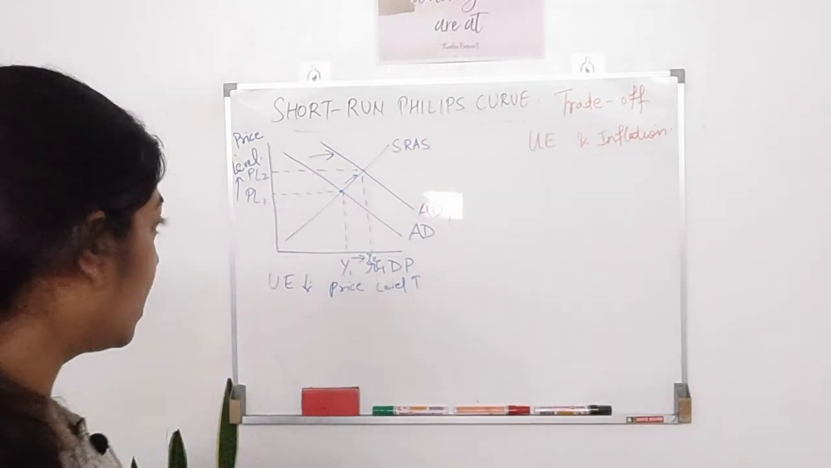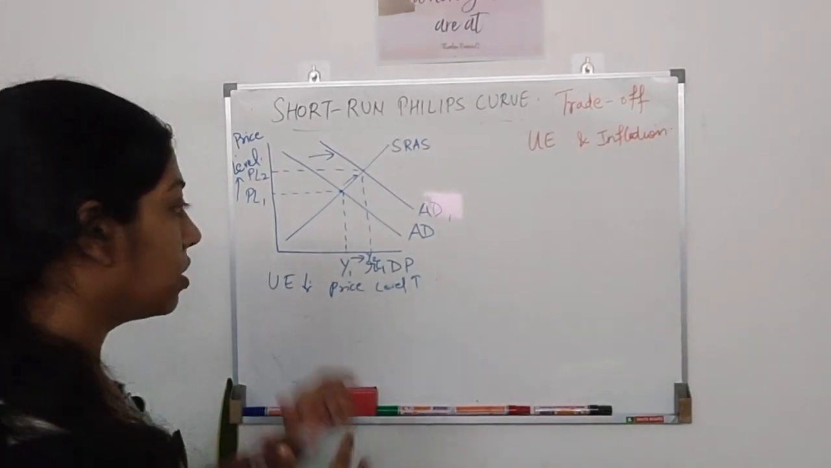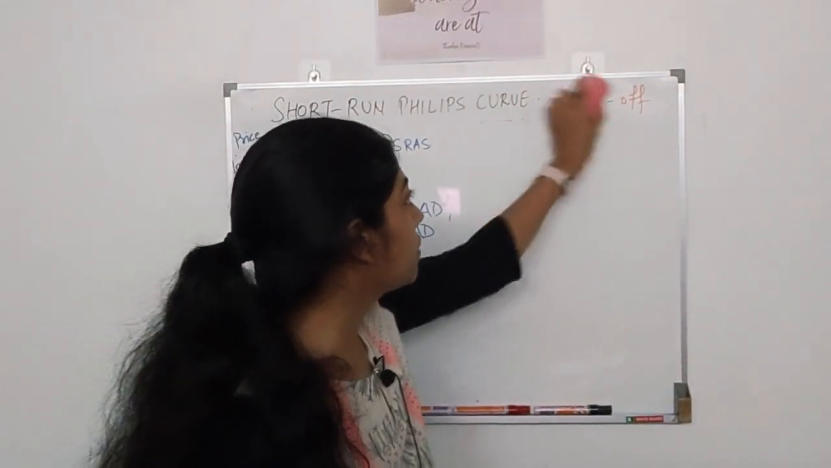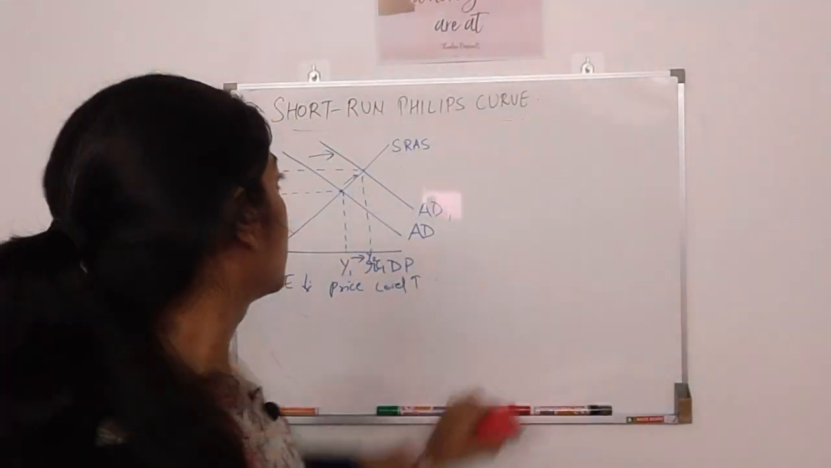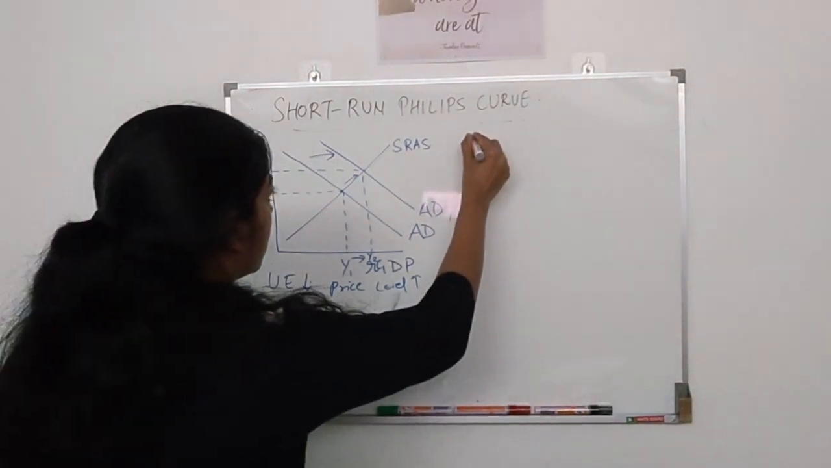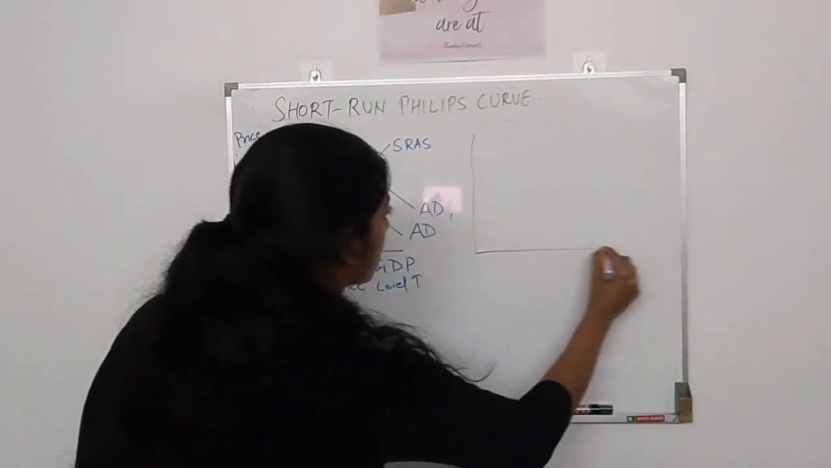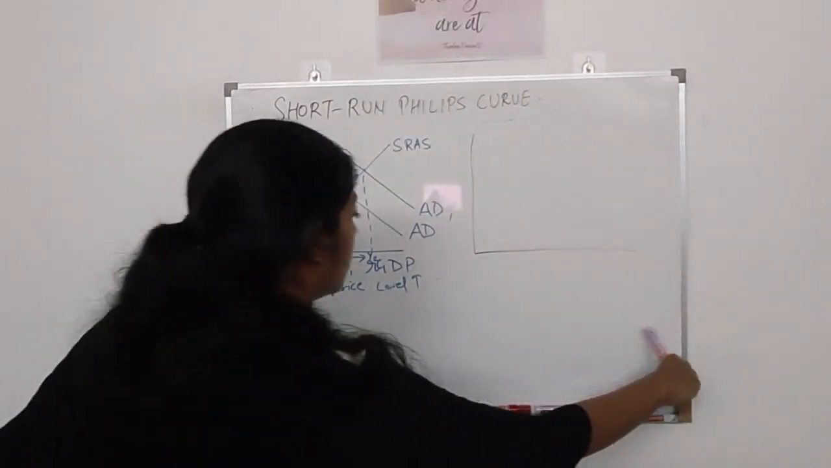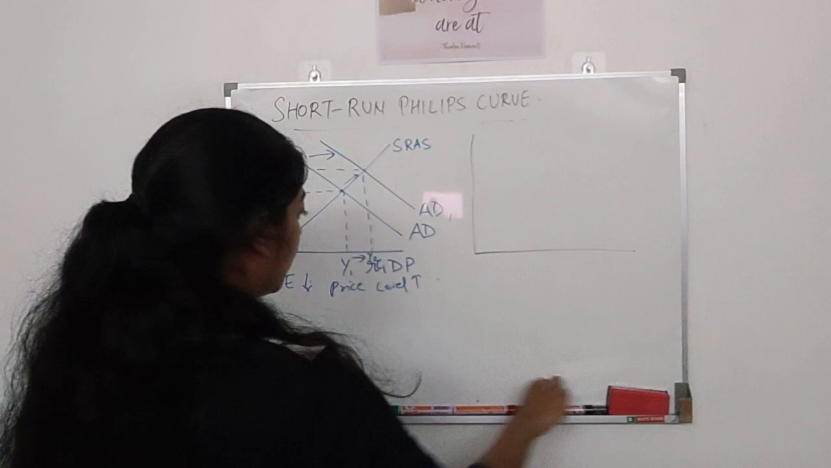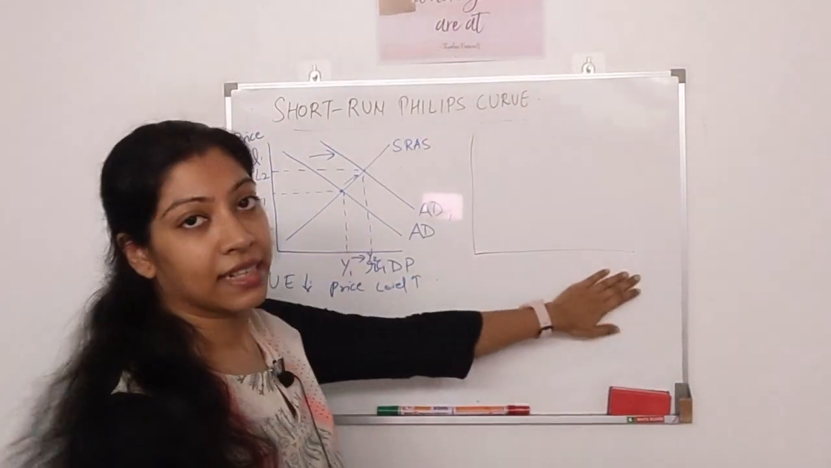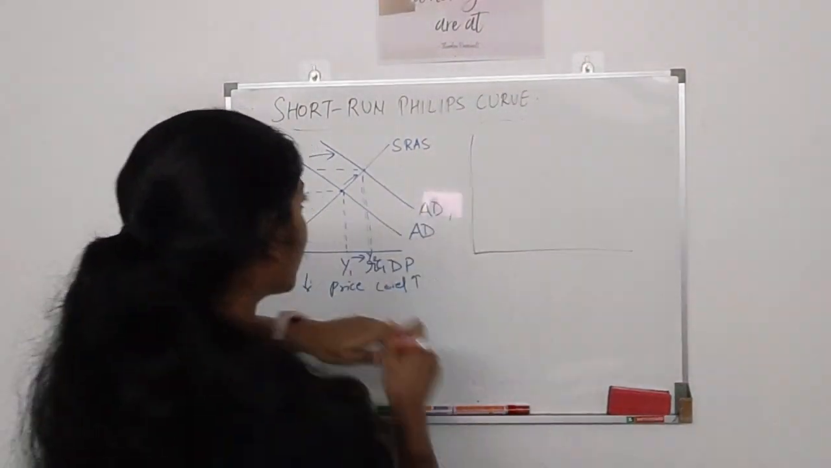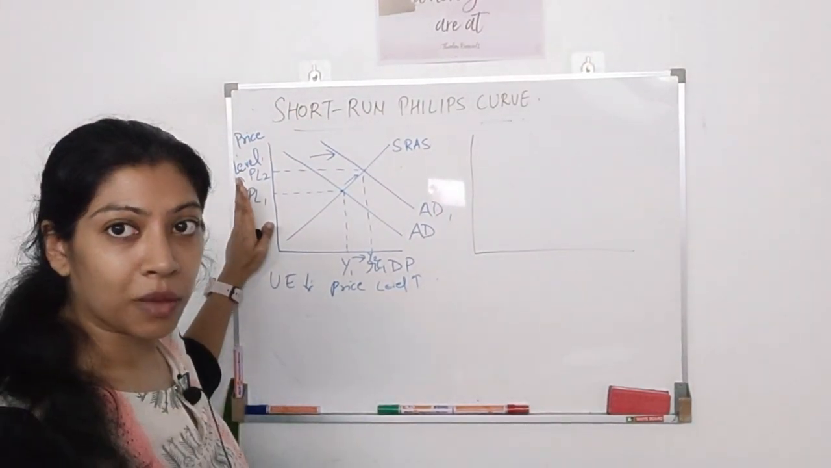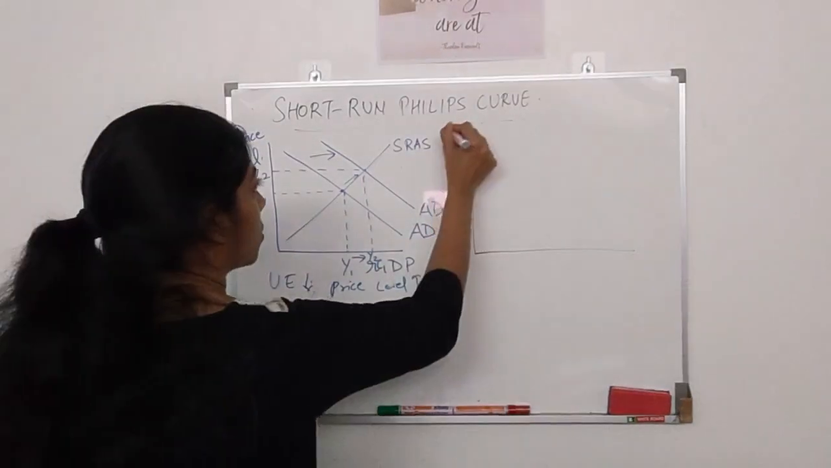So how do we draw it? I'll draw it here on the right. I'm just making some space for it on the board. Okay, I hope that's visible. Starting off with just drawing a y-axis and an x-axis, and on the y-axis, because it's price level on the y-axis in our AD-AS diagram, we'll take the inflation rate over here.